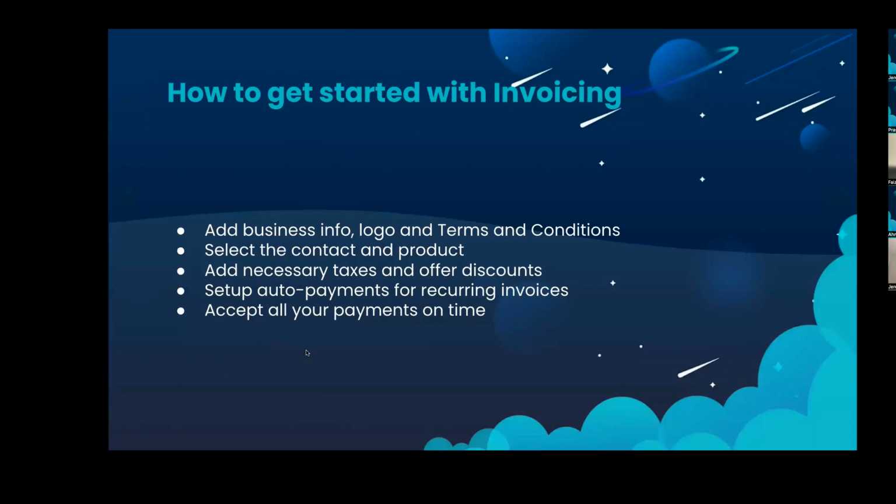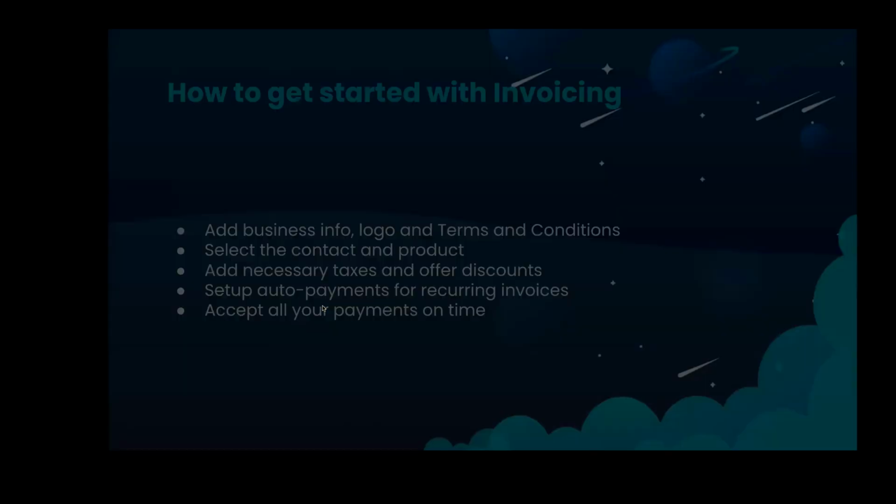So getting started, how to get started with invoicing. It's really simple. You just have to add your business info, add your logo and terms and conditions, just define all of those settings. Once you are in the invoice builder, you have to select the contact and the product. If you have any necessary taxes that you want to add and offer any discounts, you can add those. And if you are setting up a recurring template, you can also set up auto payments for a recurring template. And once you set up auto payments, you are ready to accept all your payments on time. So yeah, this is the simple flow to get started with invoicing.